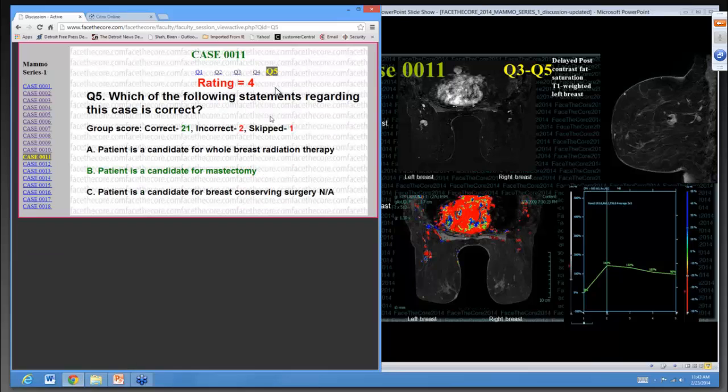Which of the following statements regarding this case is correct? Patient is a candidate for mastectomy. The majority of you got this right. This is multicentric disease, and patients with multicentric disease are most likely treated with mastectomy. Multicentric or diffuse disease is a contraindication to whole breast radiation therapy.